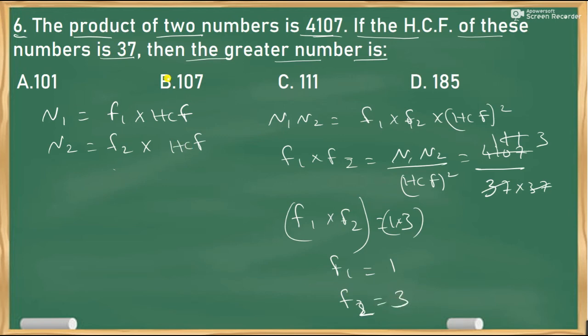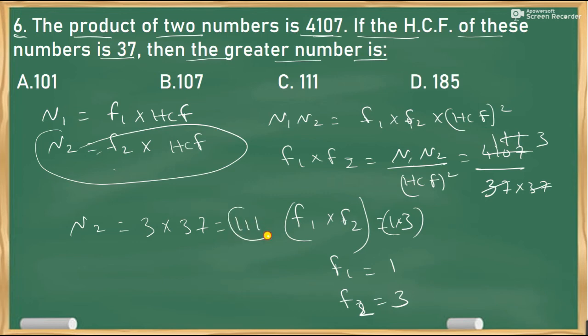Now I have to find the greatest number. Greatest number is N2, where N2 equals the F2 value, 3, into the HCF they have already given, 37. So 111 is the answer. Clear? So simple. N1 I have taken, N2 I have taken, I have just multiplied. How I got N1 and N2 we have discussed in the previous questions. So then it's quite simple.